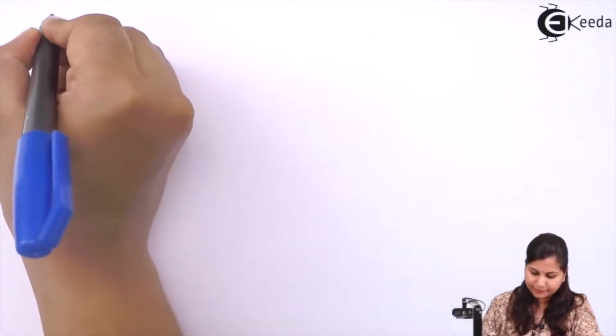We will study about the type of input test signals used to find out the time response of a system. Then we will study what is called the type of a system and what is called the order of the system. So let's start. First, we will study about the type of input test signals.